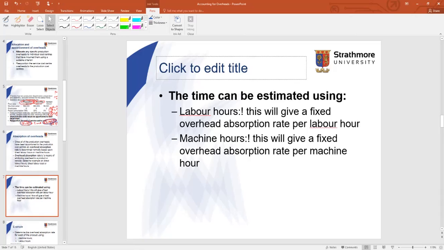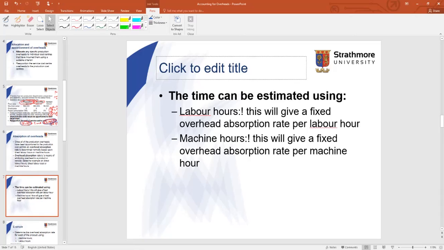not the service employees. The hours here are not for the service employees. The hours here are for the employees who are actually involved in the production of the particular commodity. So labor hours will give a fixed overhead absorption rate per labor hour. Machine hours, you can also use machine hours.